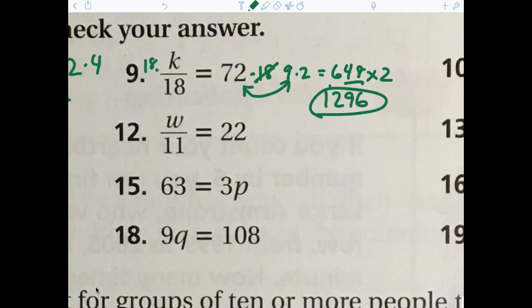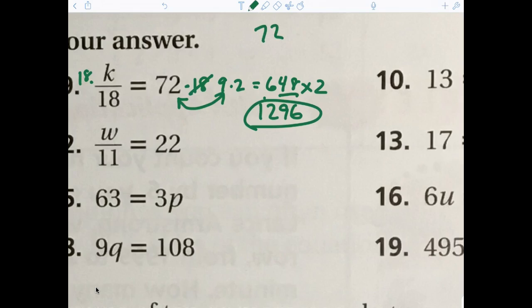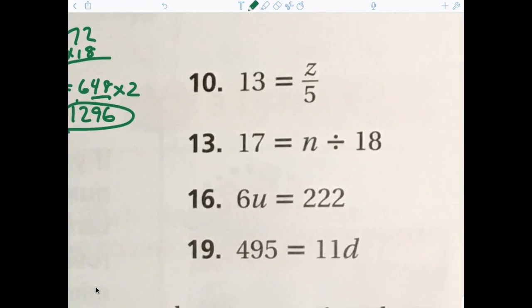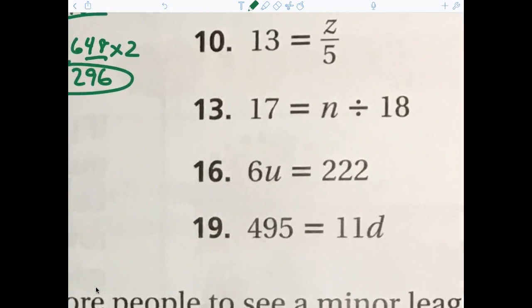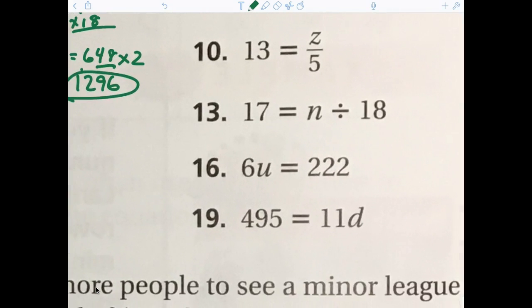Now look, tonight, you're just going to do 72 times 18 if you're uncomfortable. But in class, we're practicing. All right? We're practicing in class. Now, I'm on 13 or 10, right? I have divided by 5, so now I'm going to do what? Times 5. So I'm going to put a times 5 here. I'm going to put a times 5 over there.